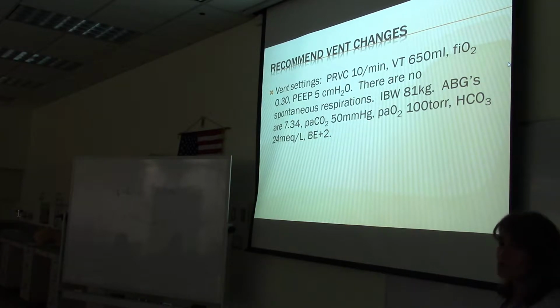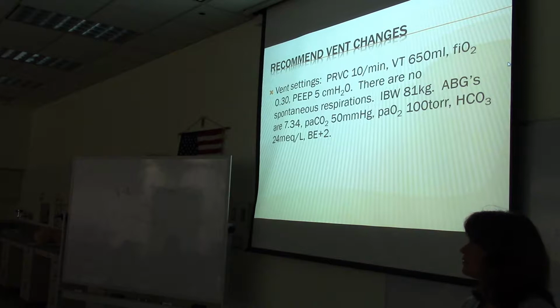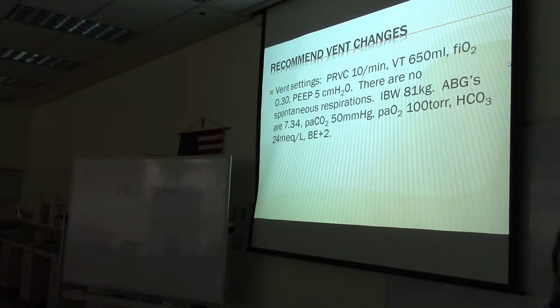Good, okay. So the current minute ventilation is 10 times 650, so 6,500 mLs or 6.5 liters. And the CO2 is 50 millimeters of mercury. So we want a minute ventilation of 8.1. That's the new minute ventilation.